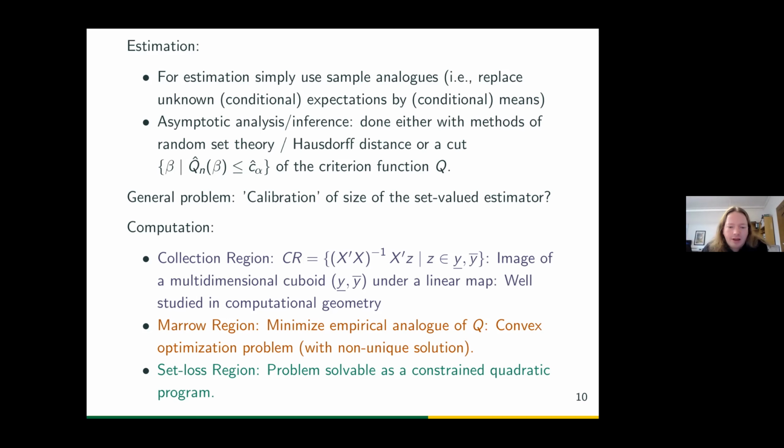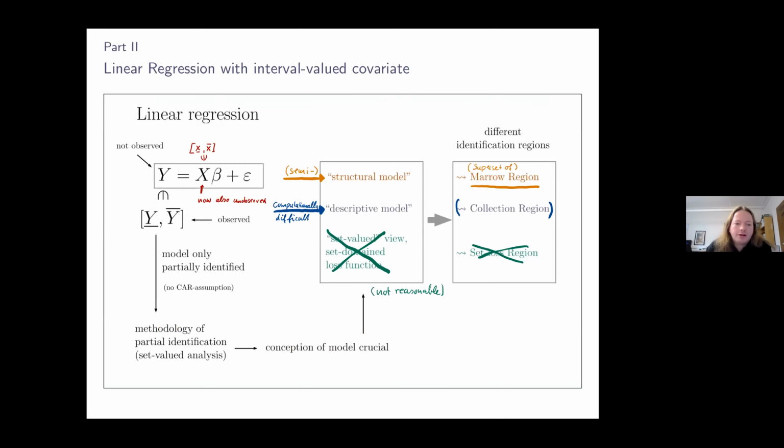Okay, then I will only say something about computation, but I will only speak shortly about this collection region, because for this collection region you have to compute the best linear predictor for every possible y which is compatible with what we observe. And this analysis you can do very easily with linear algebra, and this is well studied in computational geometry. The reason why it's simple enough is the fact that these x, which are here, are precisely observed. So you can simply compute this matrix here, and you only have to care about these sets, which are ranging only in these boundaries y lower to y upper. So this is simple.